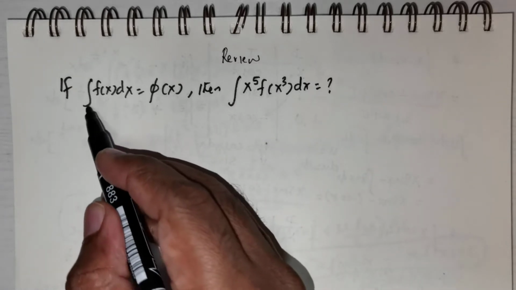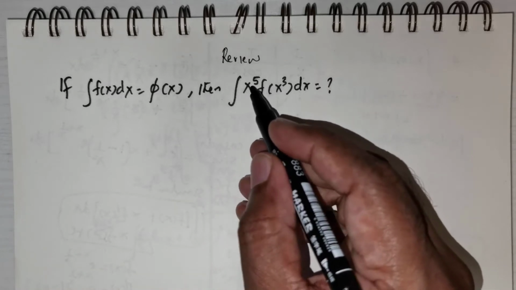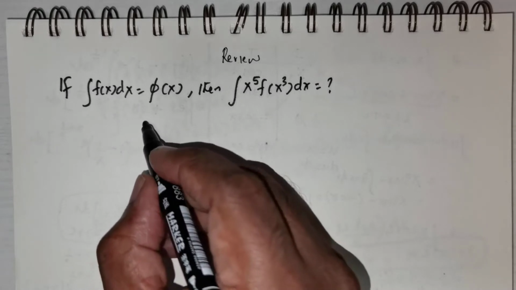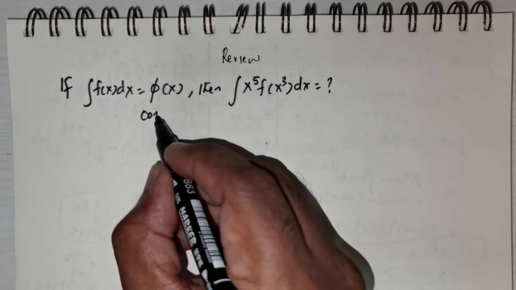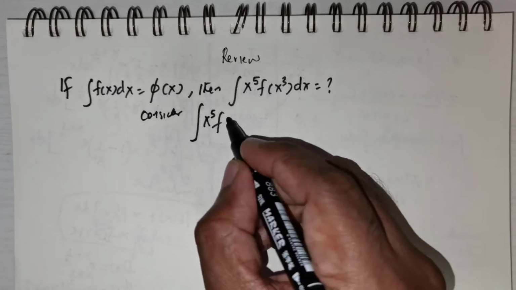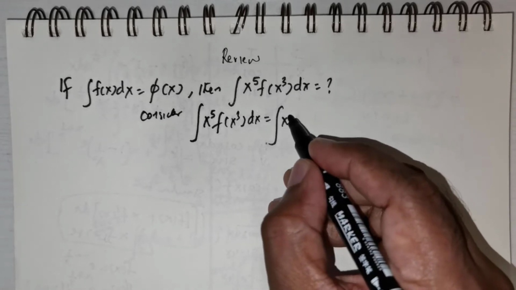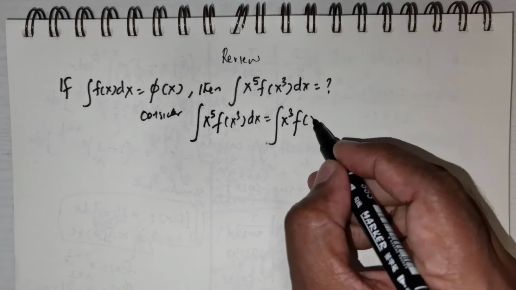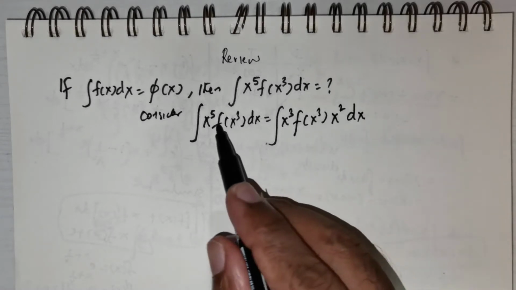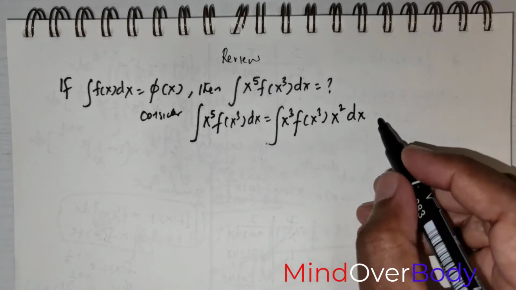Now we've been given that the integral of f of x dx is equal to phi of x, and we are expected to obtain the integral of x raised to the power of 5 f of x cubed times dx. So foremost, I'm going to consider the integral of x raised to the power of 5 f of x cubed dx, and rewrite this as x raised to the power of 3 times f of x cubed times x raised to the power of 2 times dx. So I'm splitting x raised to the power of 5 as x raised to the power of 3 and x raised to the power of 2.